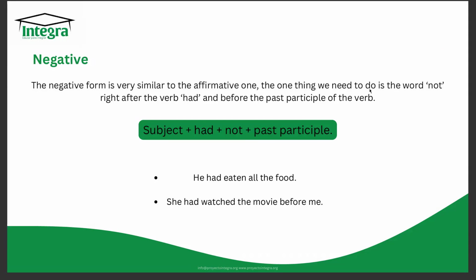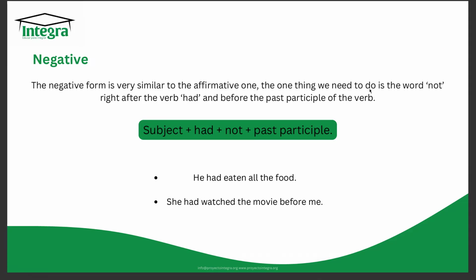Negative, same thing. The negative form is very similar, but what we do is just add the word not in between the had and the past participle. So it is subject plus had plus not plus past participle. For example, he had eaten all the food and she had watched the movie before me.